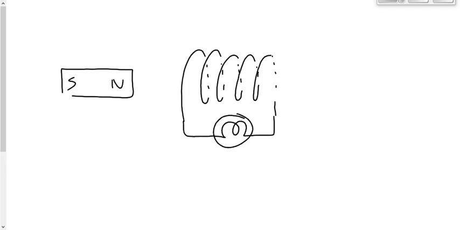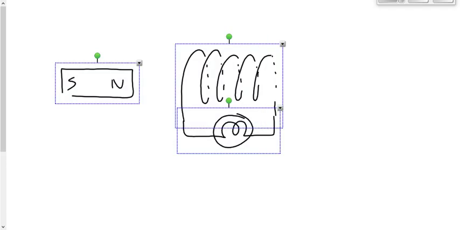What happens to that light bulb right now? Right now, you've got a magnet sitting there, you've got a coil of wire just sitting there. What happens to the light bulb? Nothing. If we move this, I'm going to copy this because I'm going to use the same picture again in a second here.